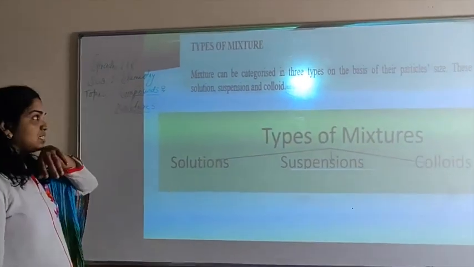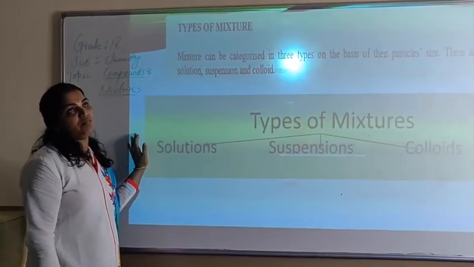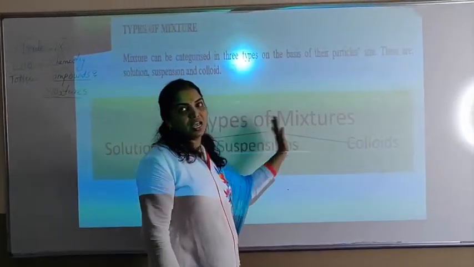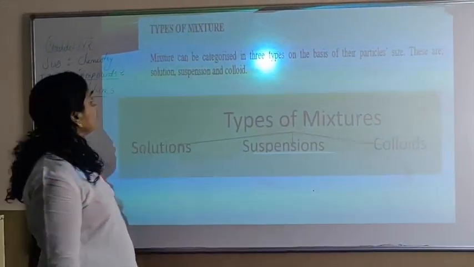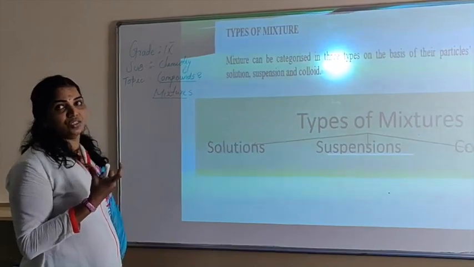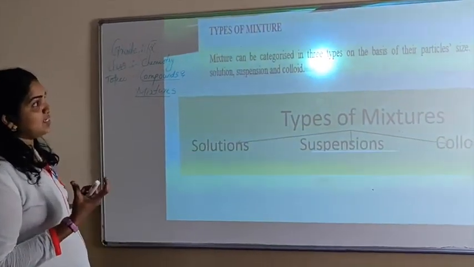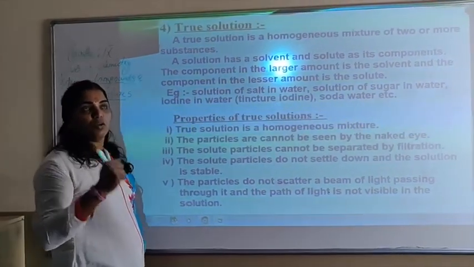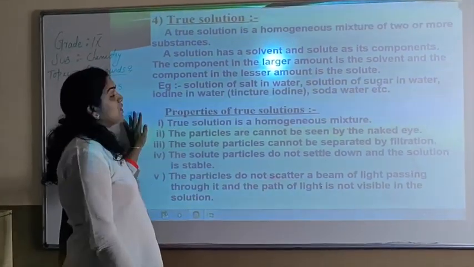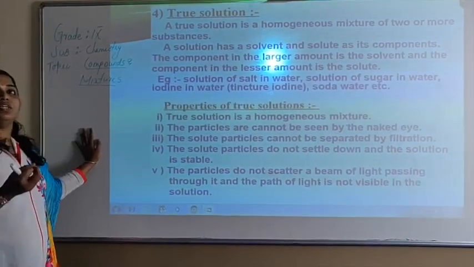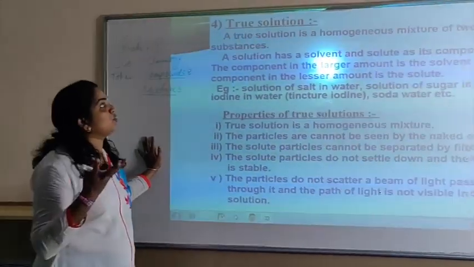Next we will discuss the types of mixture. Mixtures are classified into 3 types: solutions, suspensions and colloids. This is based on the particle size. Based on particle size, they are classified into true solution, colloids and suspension. First of all, we discuss the true solution. What is a true solution? What do we mean by true?